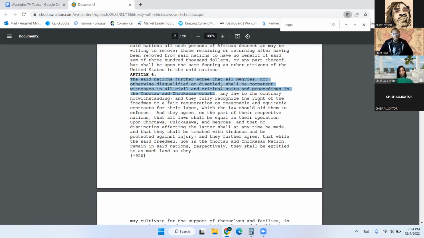We'll let them keep their native tongue. But the Americans that we've been unlawfully warring against, whether it be in the unlawful Seminole War, or whether it be in that Civil Rebellion, we're going to call y'all Negroes. But what this is saying here is that you'll have the same status as Choctaw and Chickasaw in their court system. Anybody want to build off of that? No, that's pretty much what it was.